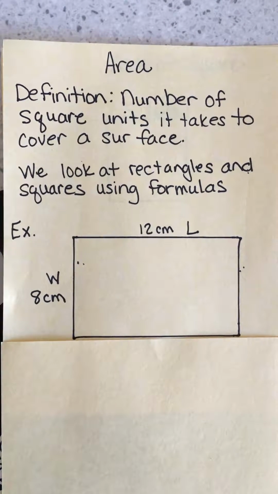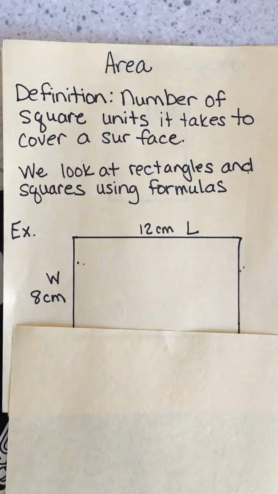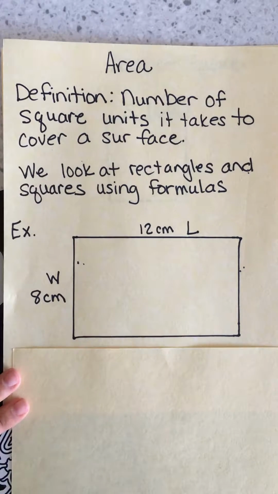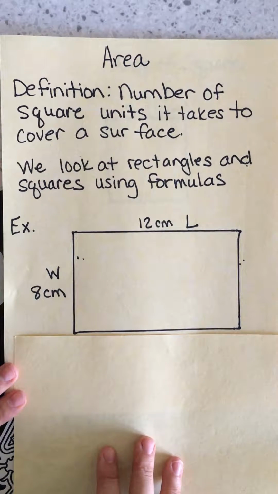Hello, boys and girls. In this little mini lesson, we're talking about area and what we've talked about in class. But we remember that area is the number of square units it takes to cover a surface. And we actually did a lot of examples and looked at what area looked like. But in fourth grade, we really find area of rectangles and squares, and we use formulas. So we need to understand those formulas and probably where they came from.